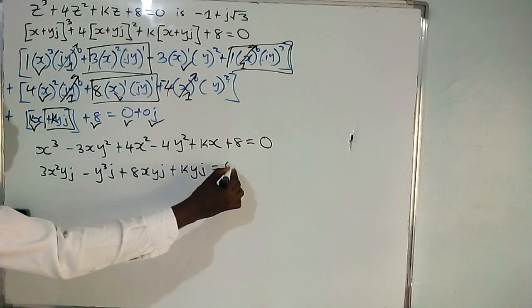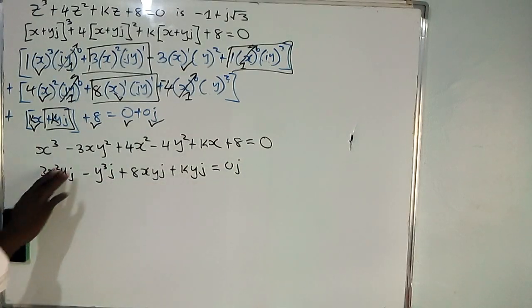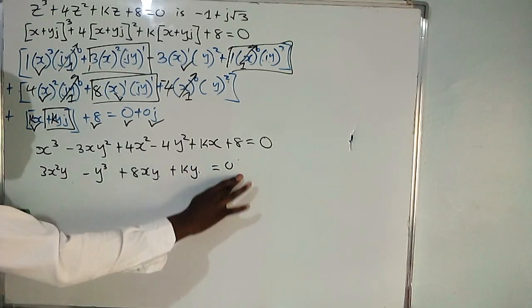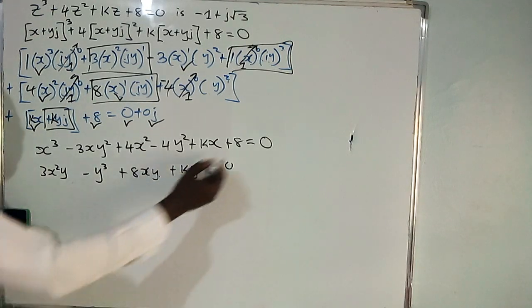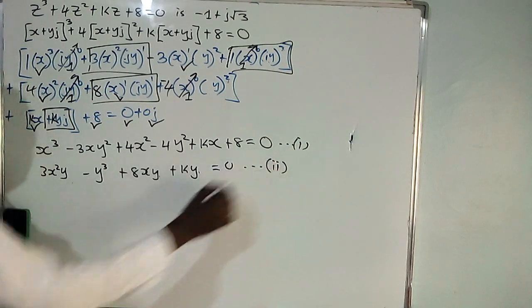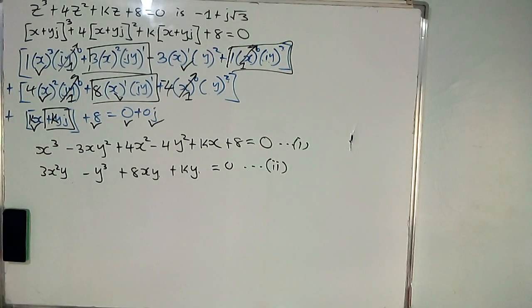So it means j is common all through. So we can divide both sides of the equation by j, isn't it? To get rid of the j. So j goes. Then we end up with a second equation. So you see, we found two simultaneous equations, isn't it?